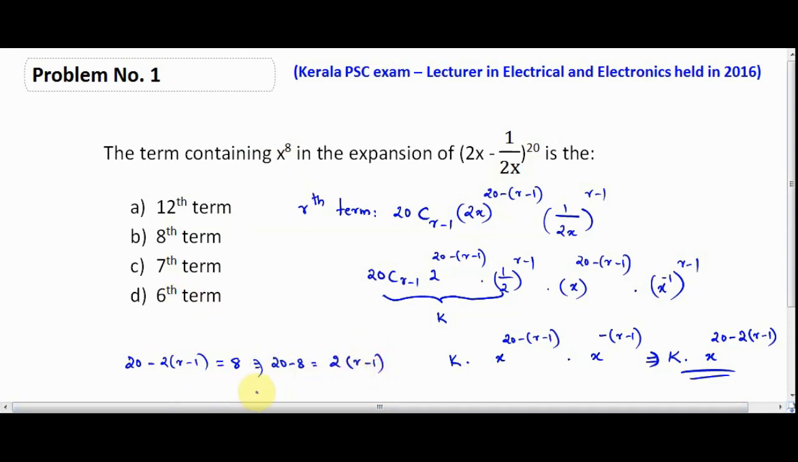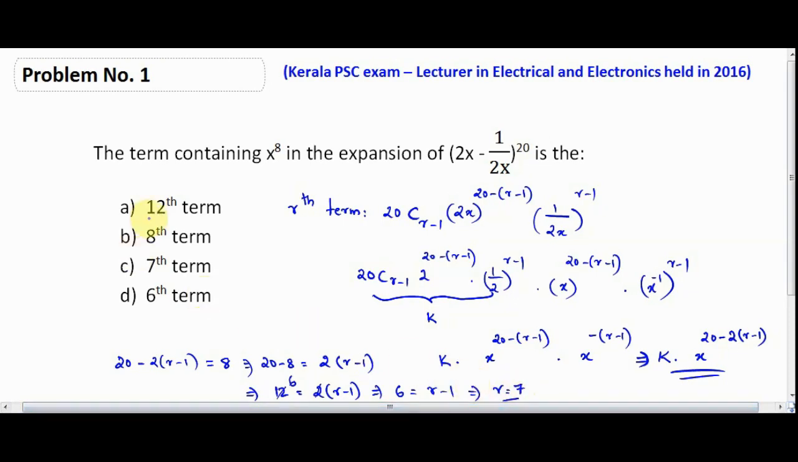Now that gives us 12 equal to 2 into r minus 1. This implies that when you cancel 2 from both the left hand side and right hand side, on the left hand side you will get 6. So 6 equal to r minus 1, or this implies r is equal to 7. So it will be the 7th term that contains x raised to 8. So here the right answer is option C.